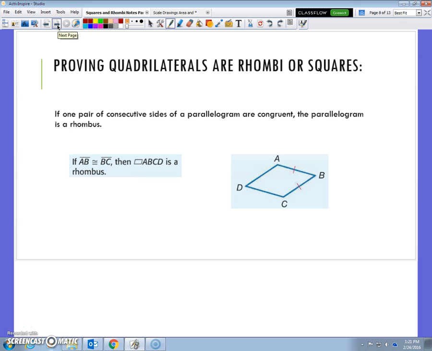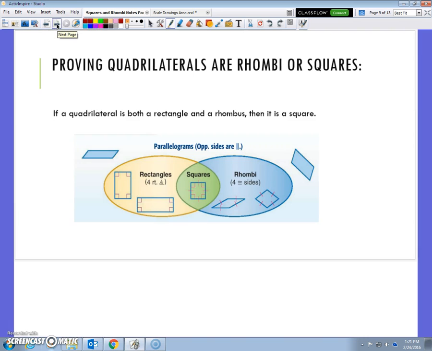If one pair of consecutive sides of a parallelogram are congruent, then the parallelogram is a rhombus. Okay, so if you just have a side-side relationship here where it's the same distance, same length, then you know for sure that that parallelogram is a rhombus. All right, it could be a square, it could be a rhombus, but it is a parallelogram for sure. So it only takes 2 sides of congruence that are next to each other to show that it is a rhombus. Okay.